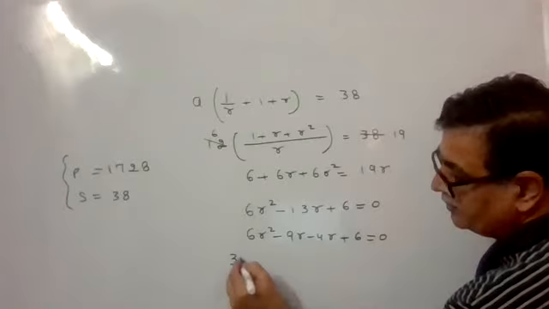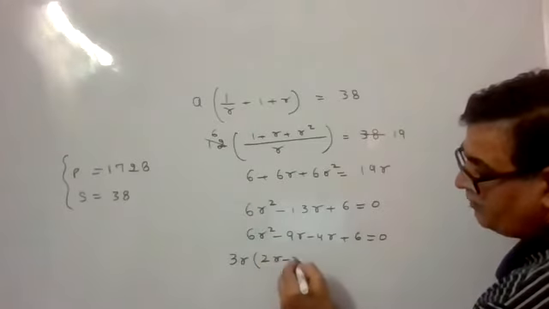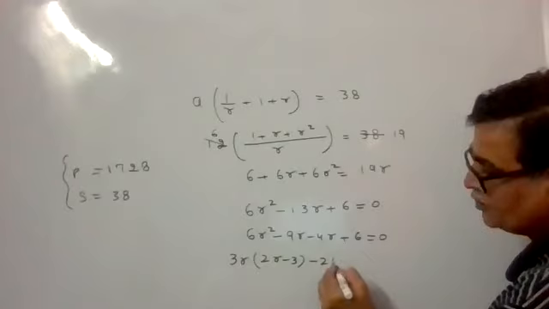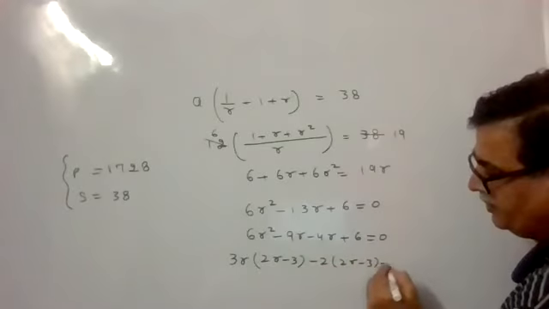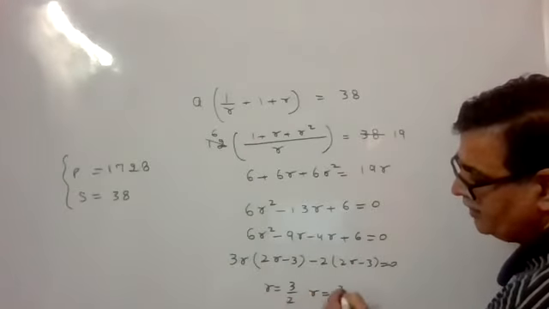Common is what? 3R common, 2R minus 3. Minus 2 common, 2R minus 3. R is 3 by 2. R is coming 3 by 2, or R is coming 2 by 3.